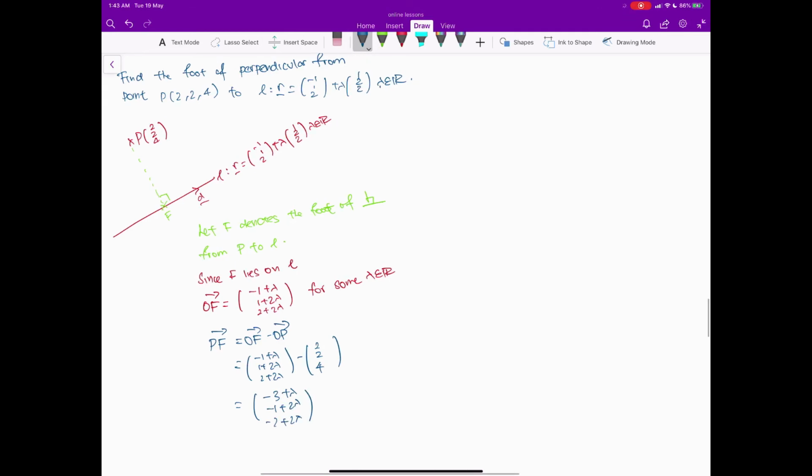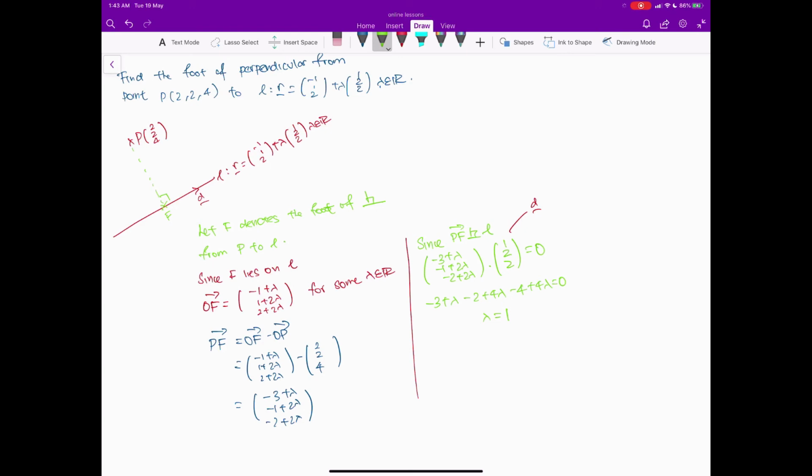Once you hit this stage, I need to remember that PF is perpendicular to the line. So I can quickly say that since PF is perpendicular to my line, I take PF dot with the direction of my line, which is (1, 2, 2), and I will get 0. This is the direction of my line. From here, I'm going to quickly expand out. I'll get (-3 + lambda) + (-2 + 4 lambda) + (-4 + 4 lambda) equal to 0. Do a quick calculation, and you should derive lambda equal to 1.